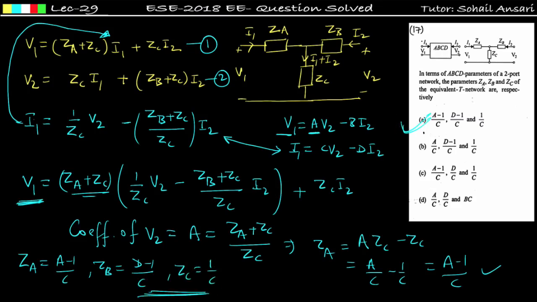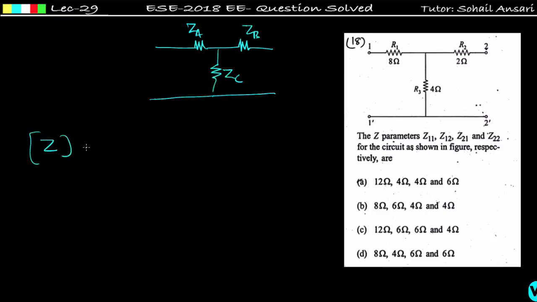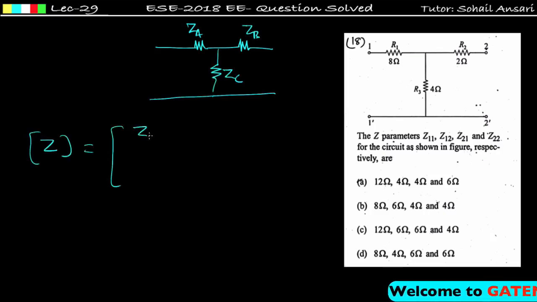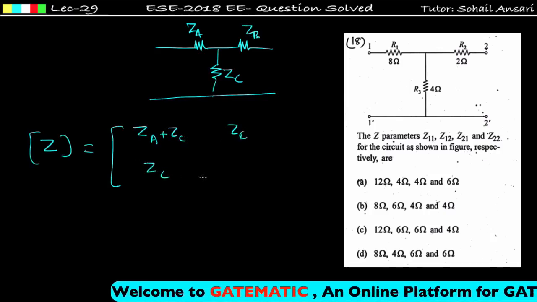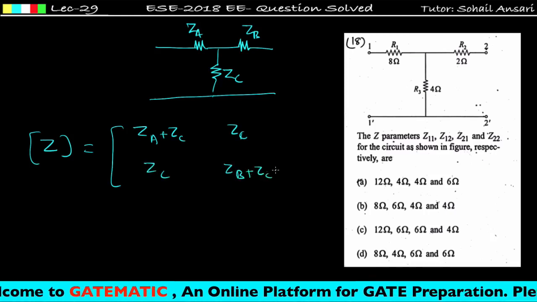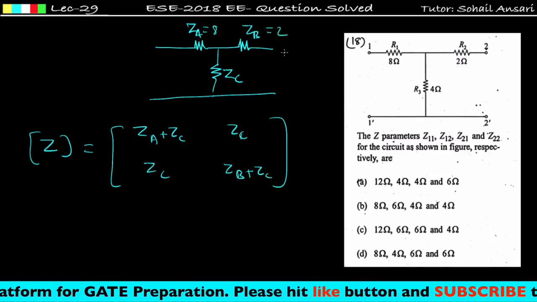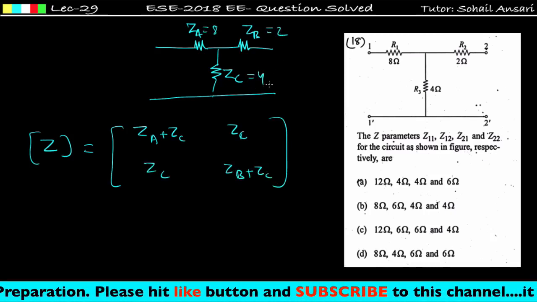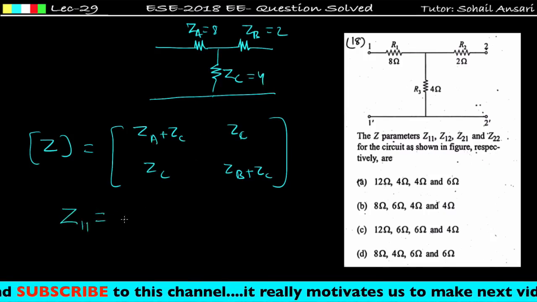Okay. Now see the next question. Again, this is a T network and we have to find the Z parameter. So for a T network, I have already explained to you in lecture number 19 how to find the Z parameter of any T network. Z parameter of any T network will be ZA plus ZC, this is ZC, this is ZC, this is ZB plus ZC. Now see the question. ZA is equal to 8 ohm, ZB is equal to 2 ohm, and ZC is equal to 4 ohm. So what will be equal to Z11? Z11 will be equal to ZA plus ZC, that is equal to 12.